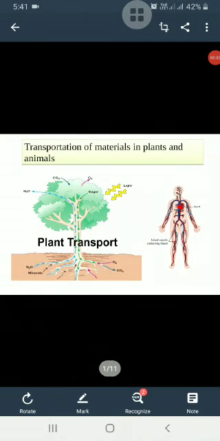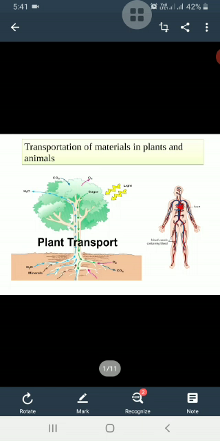Hello students, today we are going to start a new chapter, Transportation of Materials in Plants and Animals. To stay alive, all living organisms need to transport materials like food, water and oxygen to various parts of the body. Food and oxygen are transported to all the cells in the body for respiration and growth.